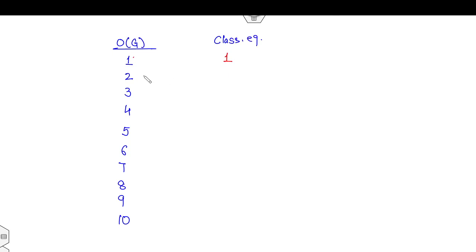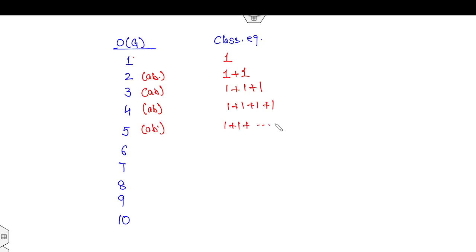1 is a 1. 2 is my abelian. If it is abelian, the class equation is only 1 plus 1. 3 is a prime number, it's abelian. 1 plus 1 plus 1. 4 is abelian. Only 1 plus 1 plus 1 plus 1. 5 is also abelian. That is 1 plus 1, how many times? 5 times. 6. 6 is not abelian, so I can write it as 2 into 3 and 2 divides.